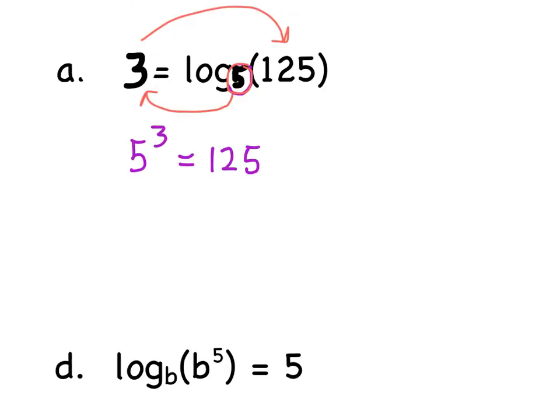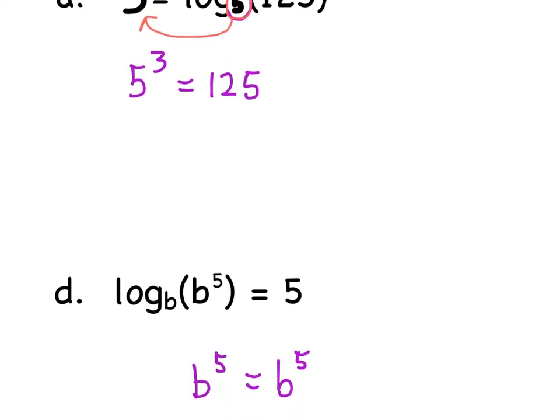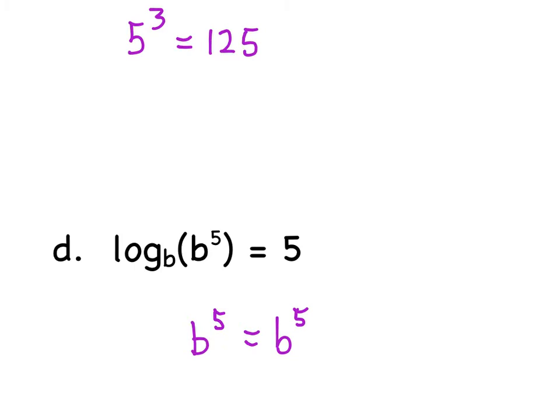Go ahead and complete D on your own. Log base b of b to the 5th equals 5. Identify your base, raise to the other side, set equal to your argument. And what do you get? Hopefully you get b to the 5th equals b to the 5th, because I circle my base, raise it to the other side, that's this piece right here, and set it equal to that argument, which is this piece right here, b to the 5th.